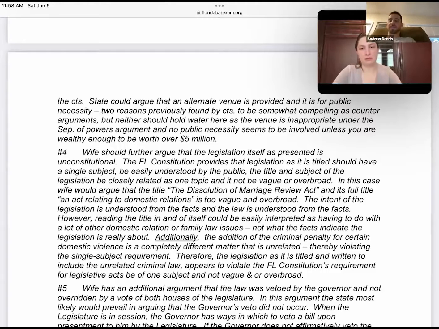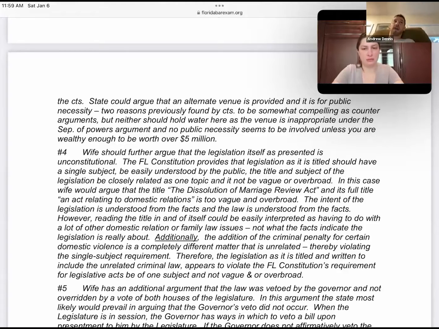Additionally, the addition of the criminal penalty for certain domestic violence is completely different subject matter that is unrelated, thereby violating the single subject requirement. Therefore, the legislation as titled and written to include the unrelated criminal law appears to violate the Florida Constitution requirement for the legislative act to be one subject and not vague or overbroad.